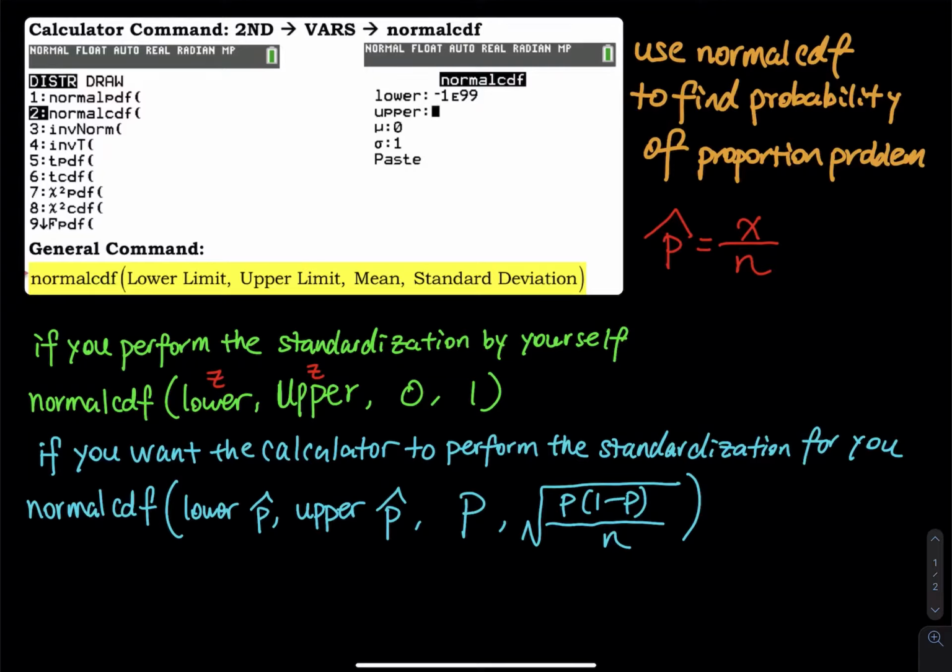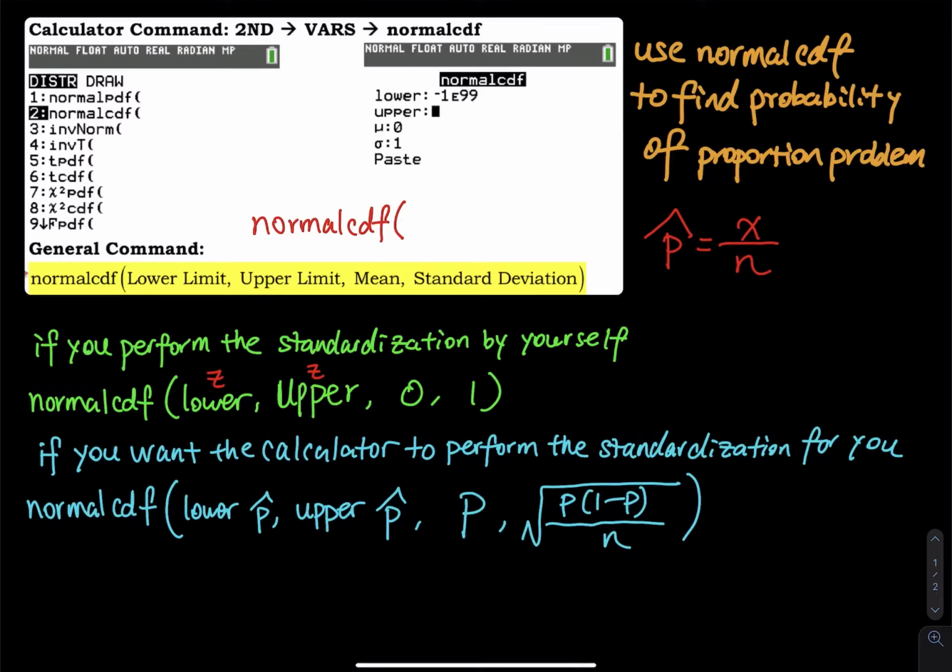You press second and then vars, and you find normal CDF in the newer calculator. It will show you a menu with the lower limit, the upper limit, the mean, and the standard deviation. But for the older calculator, you will see the normal CDF command on the home screen. Once you hit normal CDF, it gives you an open parenthesis, and you have to enter the numbers yourself. So on the older calculator, you input those four numbers and separate them using commas. In the newer calculator, the menu separates the numbers for you.